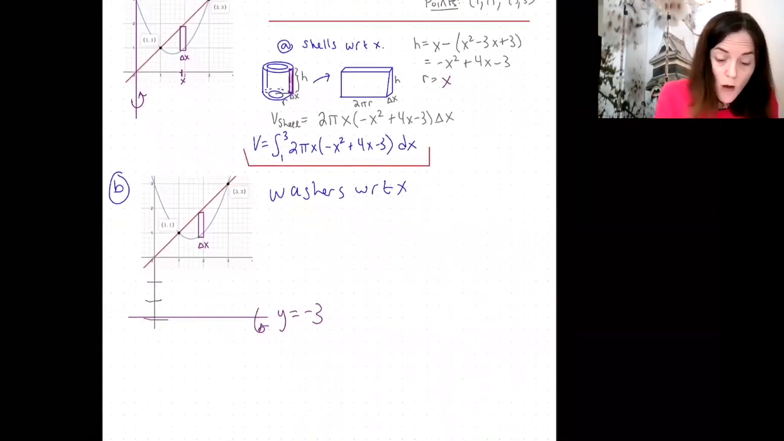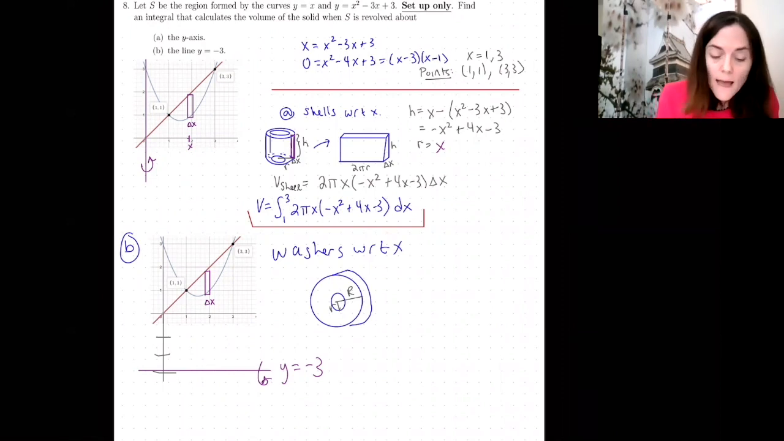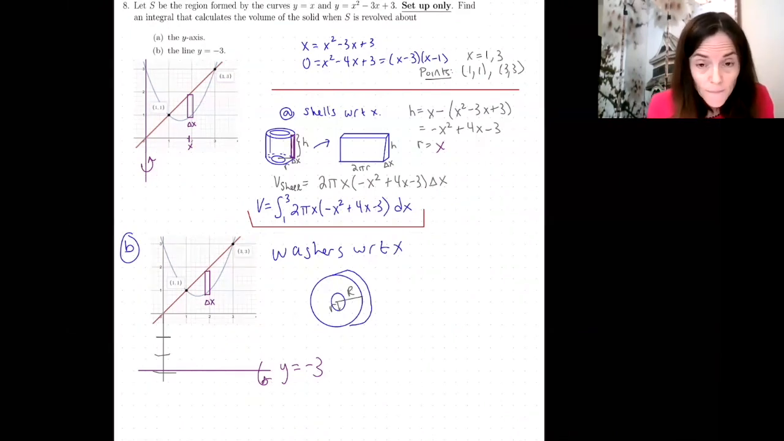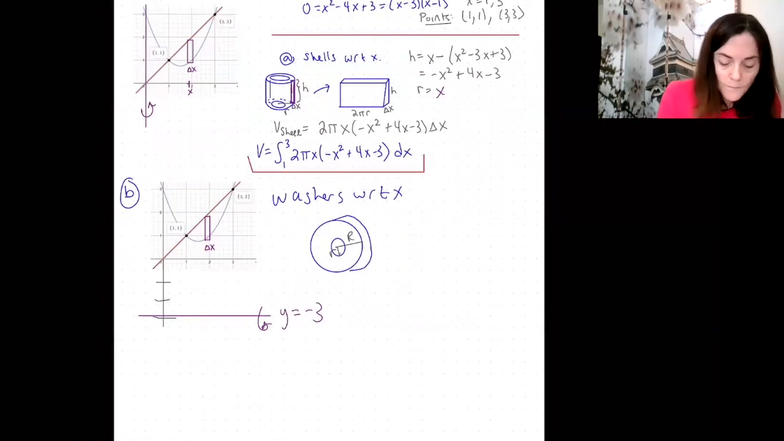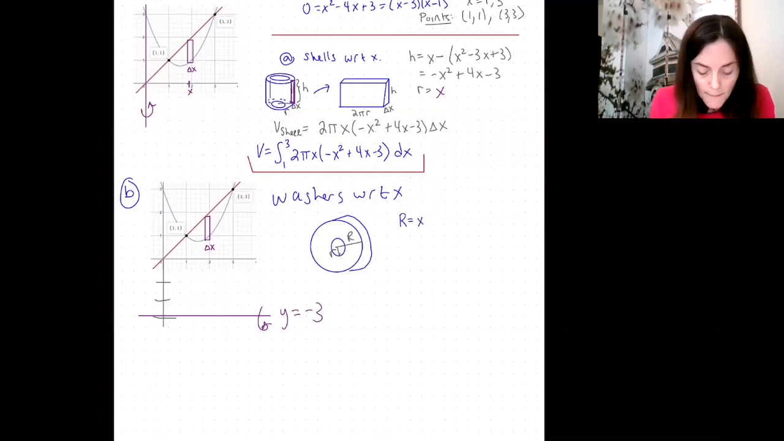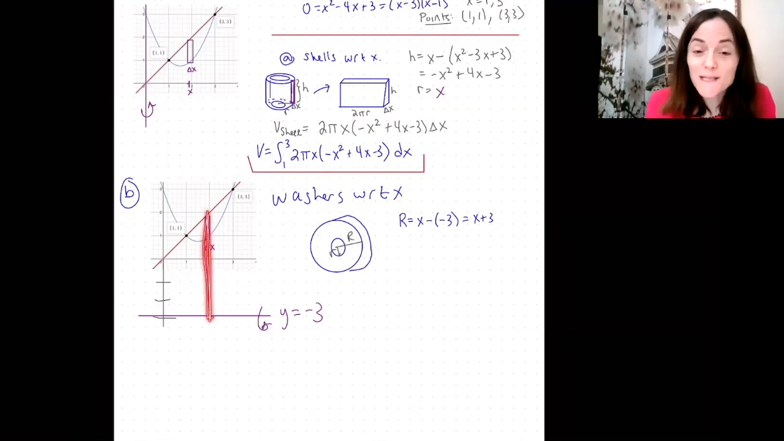And now let's draw what a washer looks like, just like I drew what a shell looked like above. Washers, we have this outer radius and the inner radius. This is capital R and little r. And again, let me get my pointer and look at the picture. What is the outer radius? You see it here from the center, which is y equals -3, all the way to the top. So my capital R is not x. My capital R is x minus -3, or x plus 3. This is the length here. That's this length, x plus 3, okay?